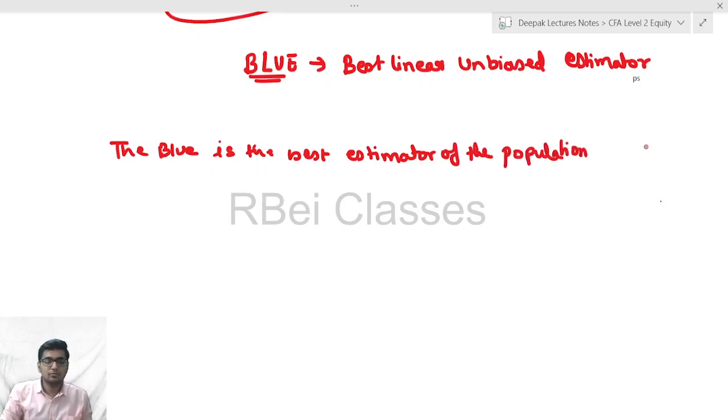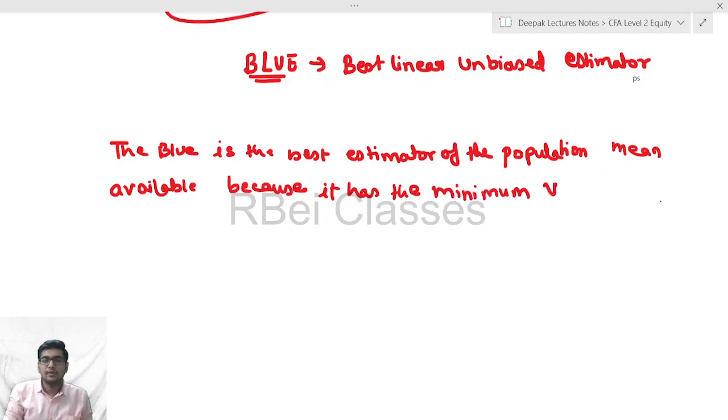See, I really request you to make the notes, because these are going to be very simple and very short, exam notes kind of. Okay, so if you are reading these notes 2-3 days before the exam, you will be ensuring that you cover at least some of the important and highlighted parts of our syllabus. Okay, the BLUE is the best estimator of the population mean available because it has the minimum variance of any linear unbiased estimator.